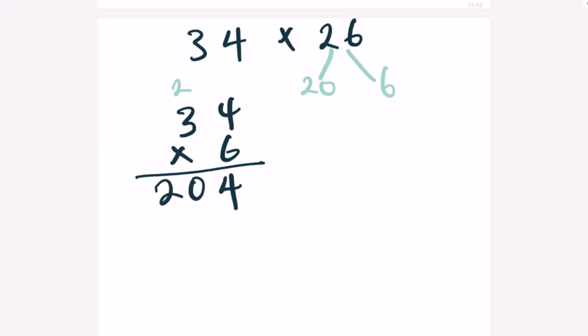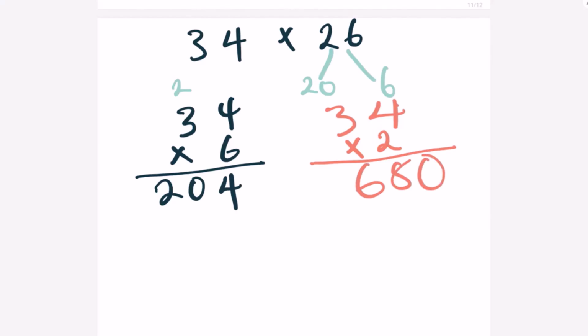The second part is 34 multiplied by 20. So we can just say 34 multiplied by 2. We add the 0 from 20 in the ones place after we are done with the multiplication. So you have 2 multiplied by 4, 8. 2 multiplied by 3, 6. Then add 0 in the ones place. We have 680. So now we add the two parts.